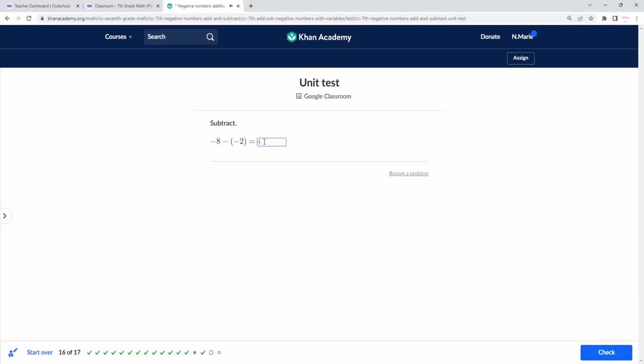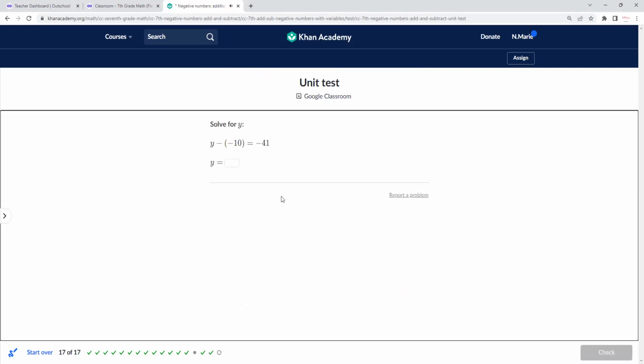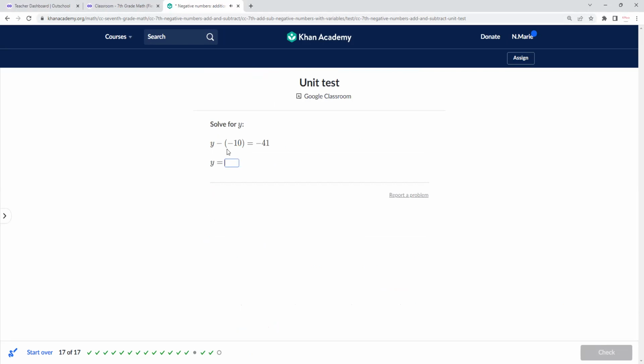This would get me -6. And this would get me, okay, y has to be a number. Y plus 10 would get me -41. So that would be -51 plus 10 gets me -41. And that's the entire unit.